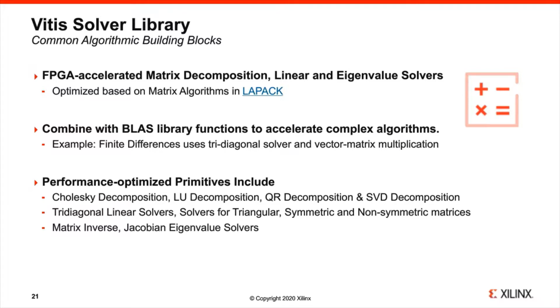For example, the finite differences method in the quantitative finance library we just saw uses an accelerated tridiagonal solver and a vector matrix multiplication from the Vitis BLAS library. Other performance-optimized primitives, or basically level 1 and level 2 functions in this library include matrix inverse, QR decomposition, SVD decomposition, Jacobian eigenvalue solvers, and others that are fundamental building blocks in a range of different applications like radar, LiDAR, computer vision, DSP, and controls, among others.